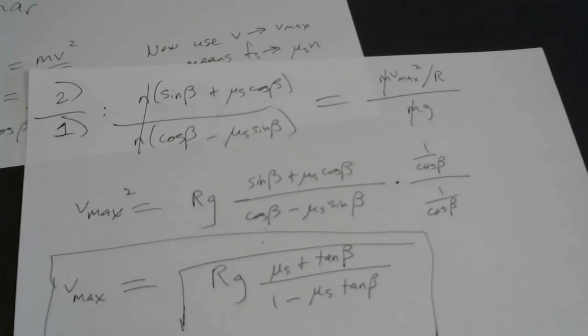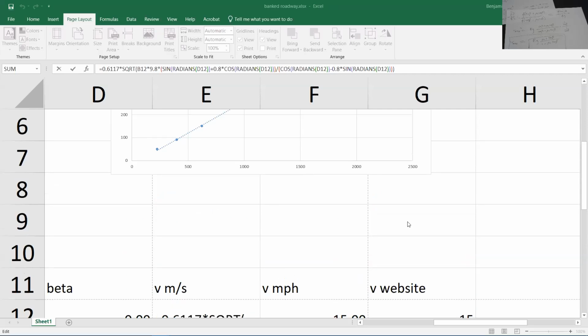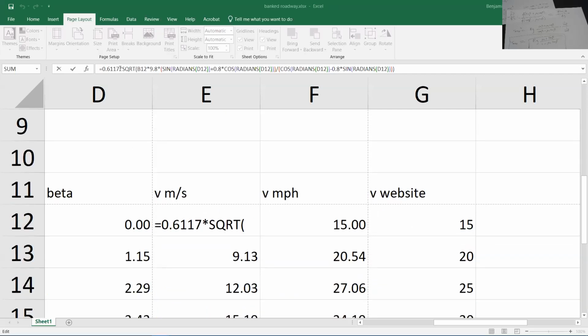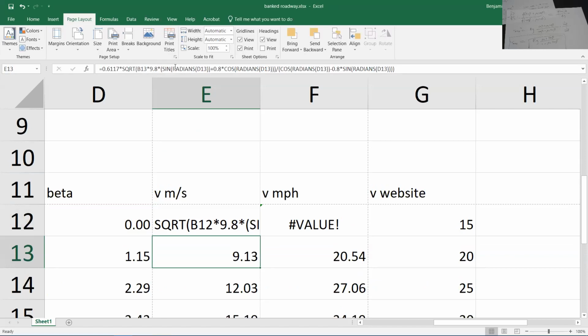Okay, so it's debatable whether you should use 0.8, 0.9, etc. So let me explain what's up with that 0.6117. If I get rid of that, if I just use the formula that we derived, and notice in each case I'm referring to the particular radius in that row and the particular super elevation.